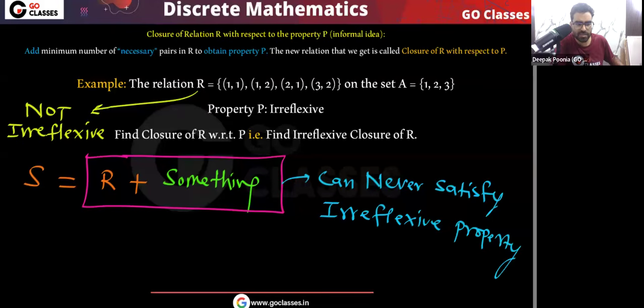By adding something to this relation R, because this relation R already contains 1 1, we can never bring the irreflexive property. This irreflexive property we can never bring by adding something to this relation R. So I can say that the irreflexive closure of R does not exist.